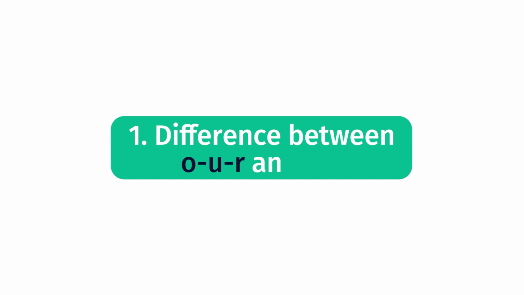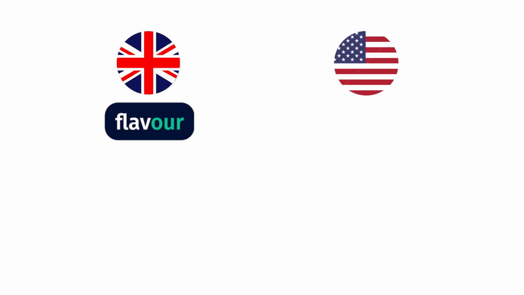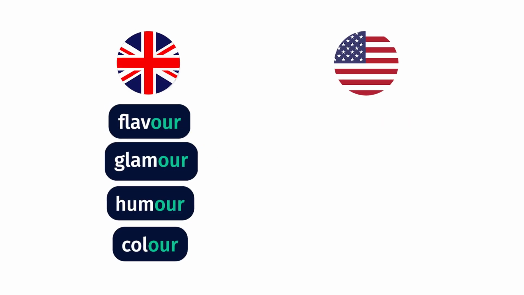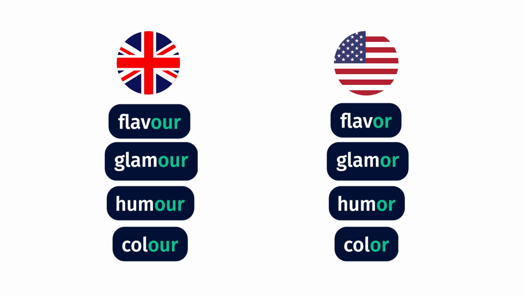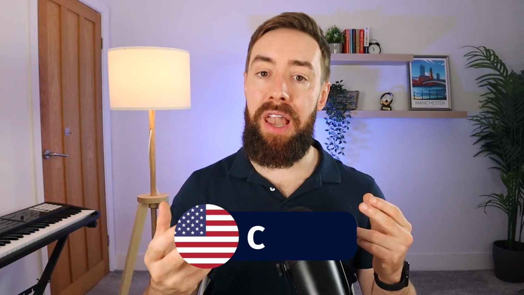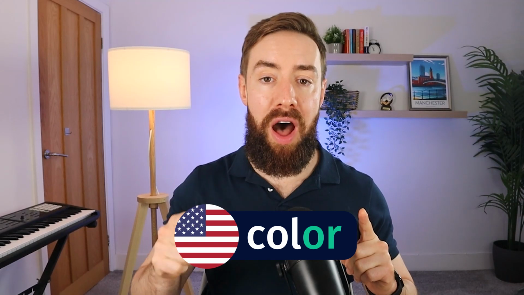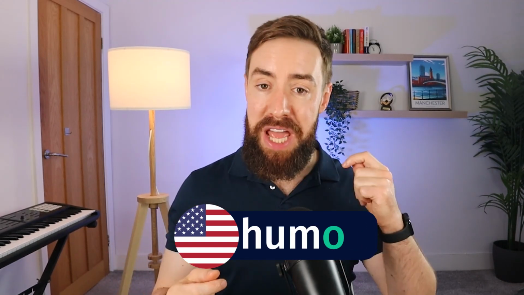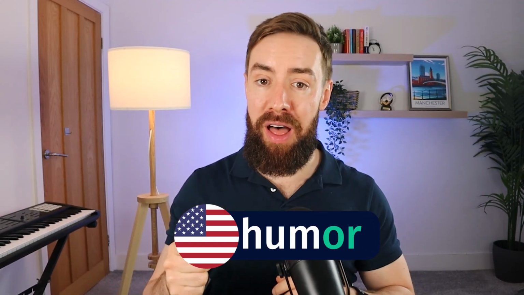But we're starting, of course, with number 1, and that's the difference between O-U-R and O-R. In British English, we often say O-U-R. American English, they delete the U, O-R. So for example, American English, if they say color, it's C-O-L-O-R. If they say humor, it's H-U-M-O-R. Can you think of any other ones?